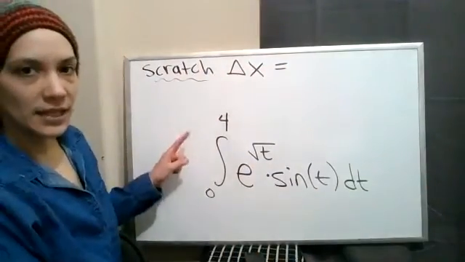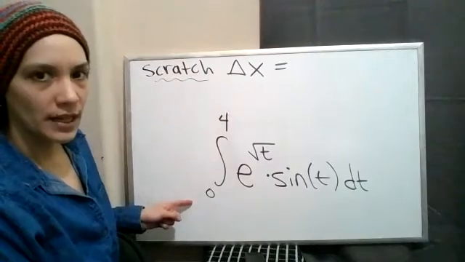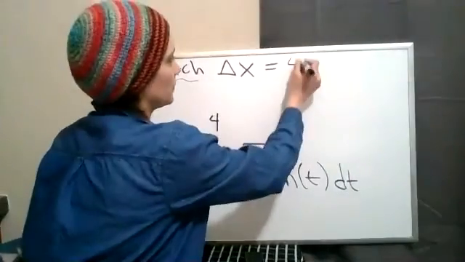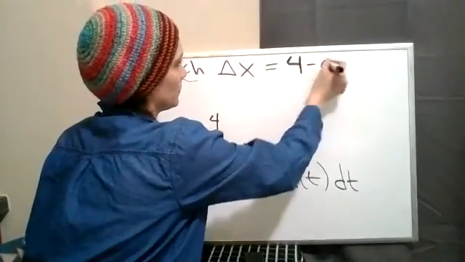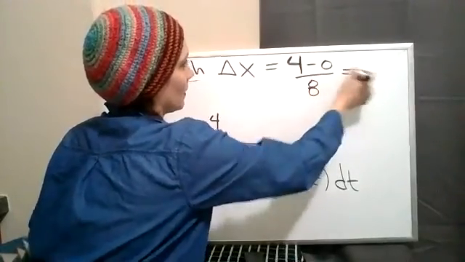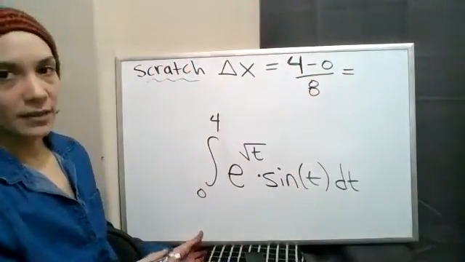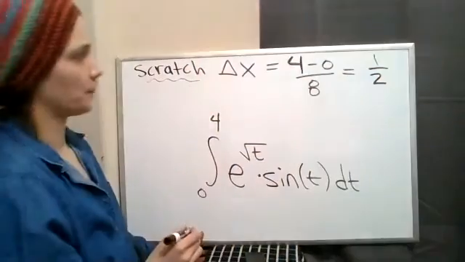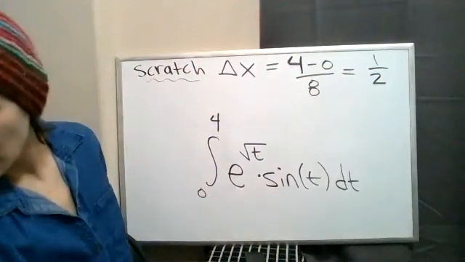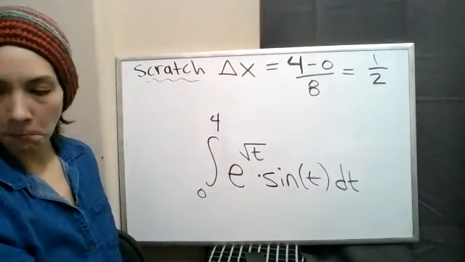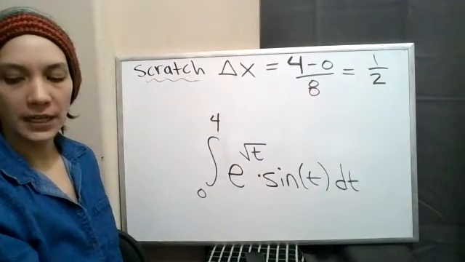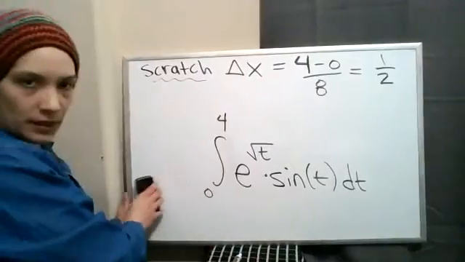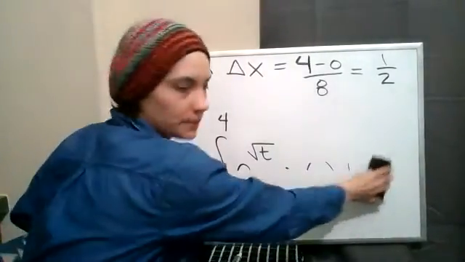Okay, so b minus a would be 4, subtract 0, and then divide by n. Divide by 8. Four over 8 is 1/2. Really? Okay, I did not expect that. That's fine. So we're going from 0 to 4 on a number line.